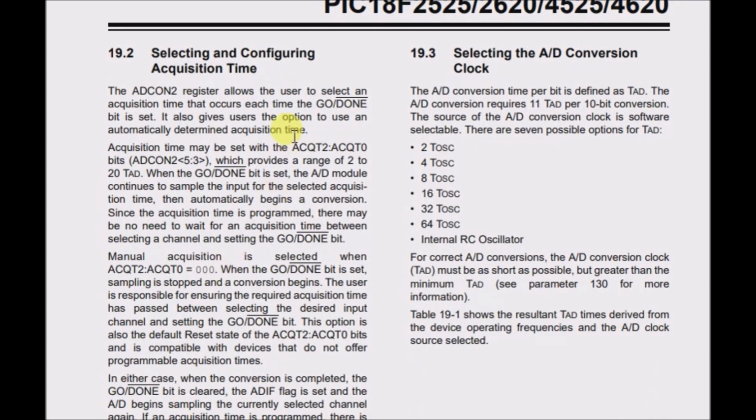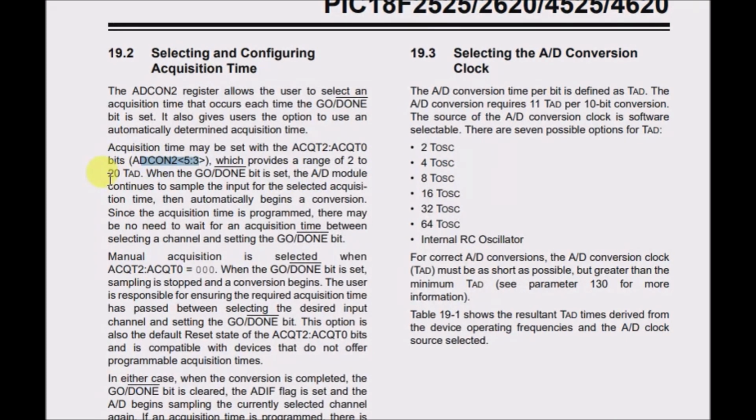19.2. Selecting and configuring acquisition time. The ADCON2 register allows the user to select an acquisition time that occurs each time the GO/DONE bit is set. It also gives users the option to use an automatically determined acquisition time. Acquisition time may be set with the ACQT2 to ACQT0 bits, ADCON2<5:3>, which provides a range of 2 to 20 TAD.